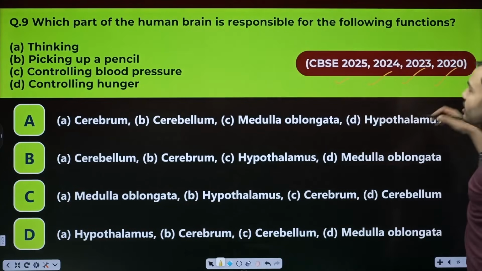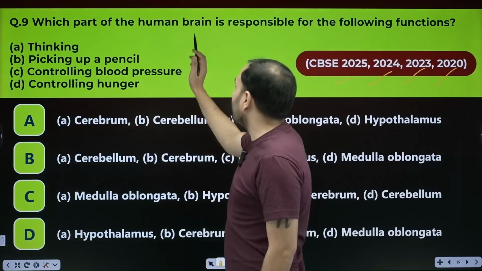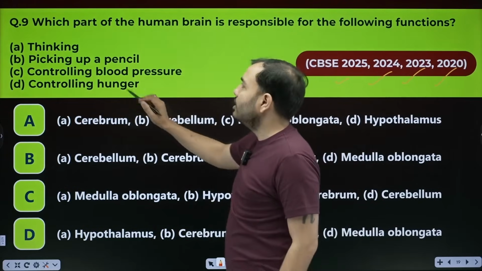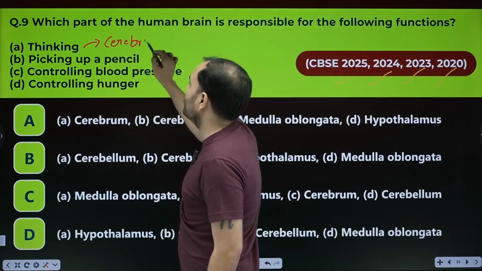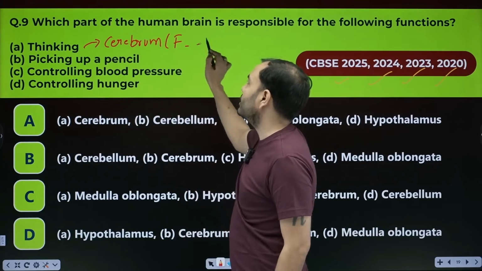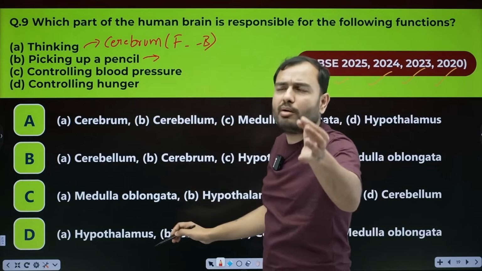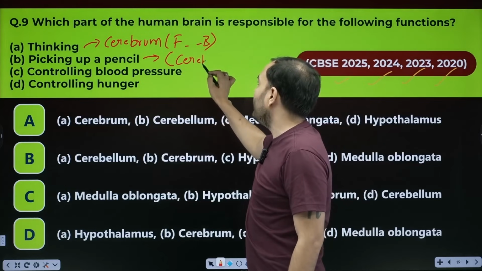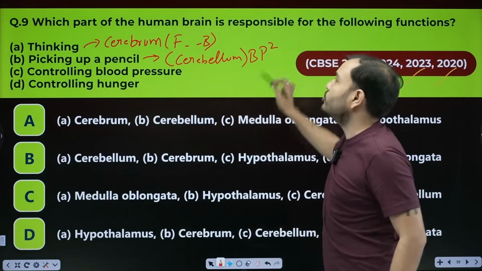In 2025, 24, 23, 20, multiple times they are asking about different parts of the brain. Which part of the brain is responsible for the following function? Thinking. Who does the thinking? The forebrain. So you can write the cerebrum. If you want, you can write forebrain in brackets too. Next is picking up a pencil, work of precision. Who does the precision? The cerebellum. Remember its work: BP squared. Balance, precision and posture.